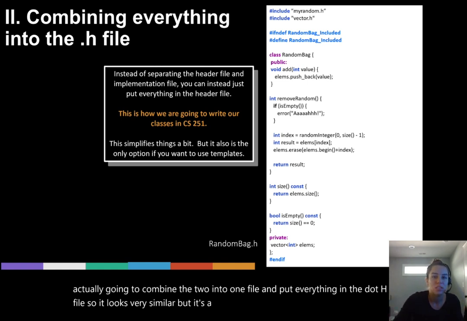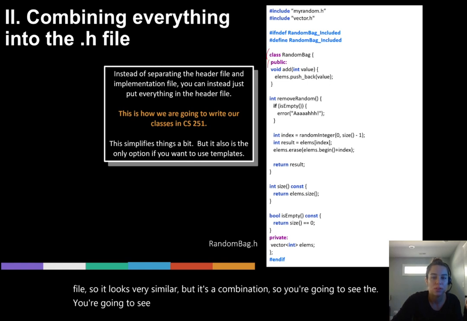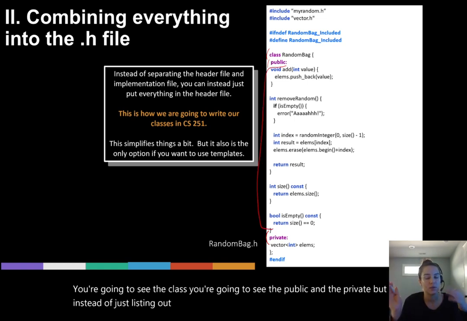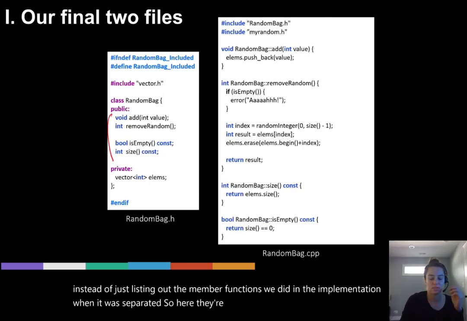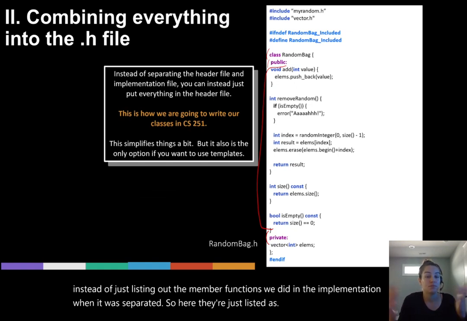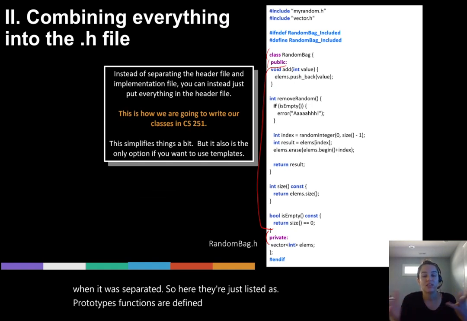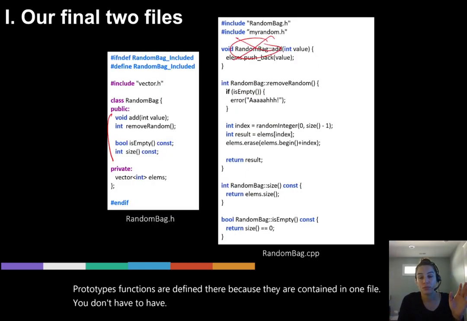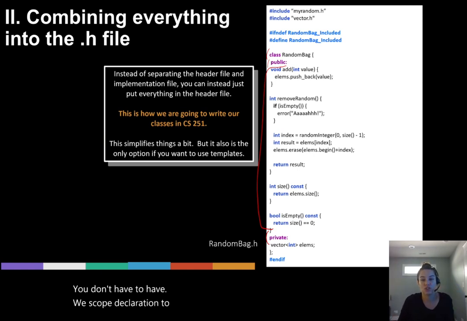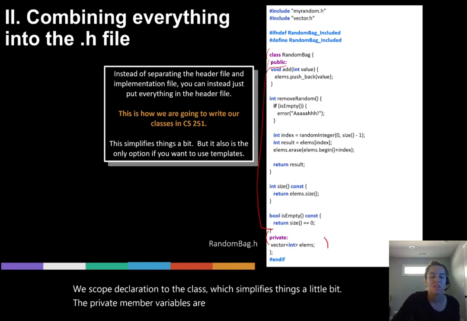So you're going to see the class, you're going to see the public and the private, but instead of just listing out the member functions as prototypes like we did in the .h file when it was separated, here the functions are defined right there. Because they're contained in one file, you don't have to have the scope declaration to the class, which simplifies things a little bit. The private member variables are in the same spot too. So it's nice for a couple reasons.